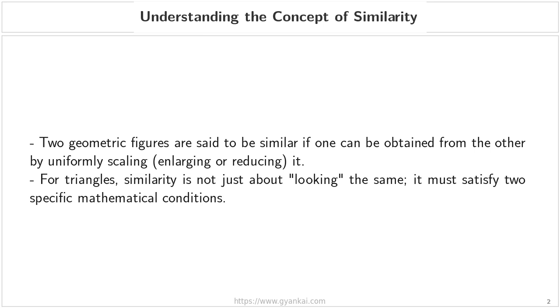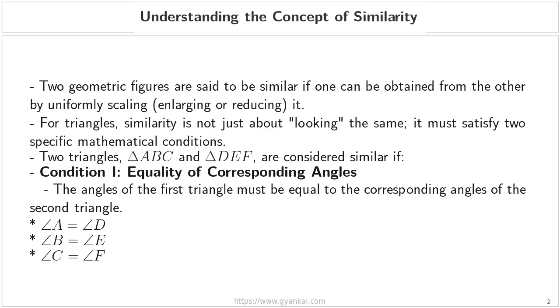However, I want to be very clear. When we are working specifically with triangles, we can't just rely on our eyes and say they look the same. To prove similarity mathematically, we must satisfy two very specific conditions. The first requirement is what we call condition 1, the equality of corresponding angles.